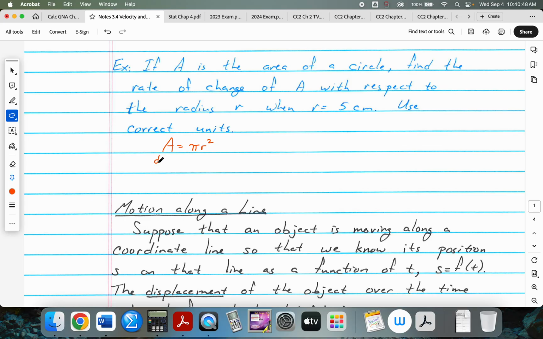So the rate of change of the area with respect to the radius, dA dr, so we're taking the derivative with respect to r, is going to be 2 times pi times the radius. And this is that deal where the derivative of the area of a circle is the circumference of the circle. And believe it or not, this is how I remember the formulas for volume of a sphere and surface area of a sphere.